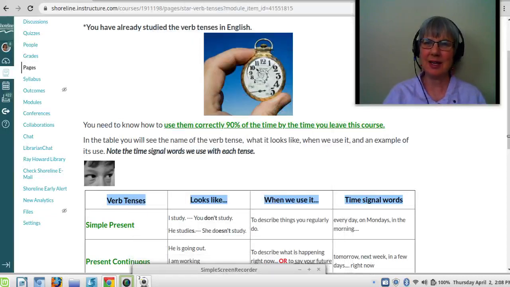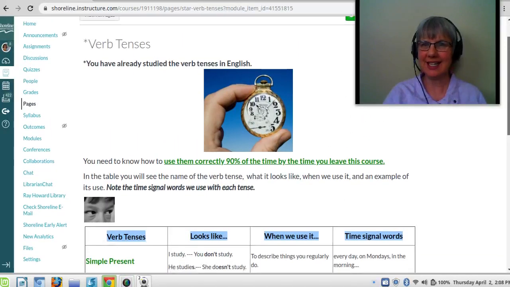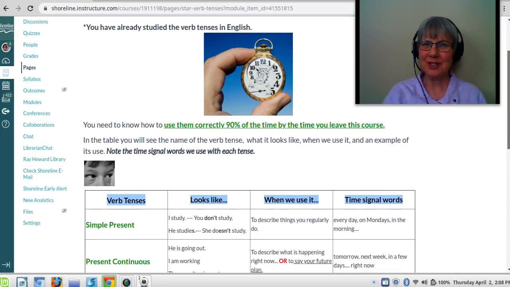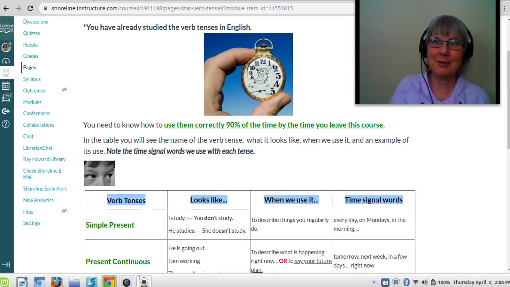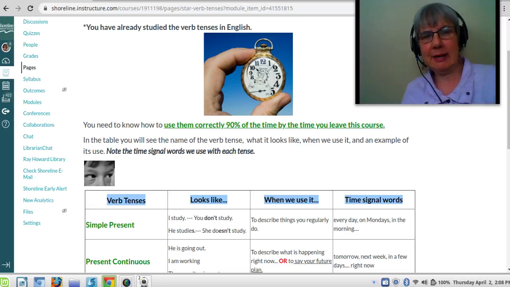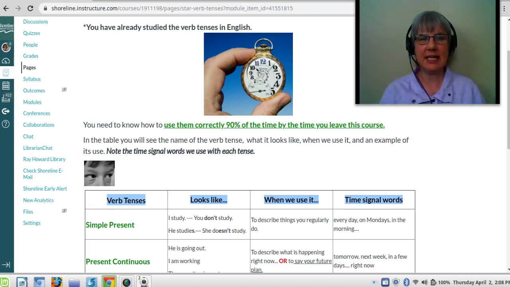Today we're going to talk about the different verb tenses. I know you've already studied these in English. This is to give you a review or a reminder. You need to know how to use these verbs 90% of the time correctly by the time you leave our course. In the table, you'll notice the name of the verb tense, what it looks like, when we use it, and an example of its use. You'll notice some of the time signal words we use with each one.